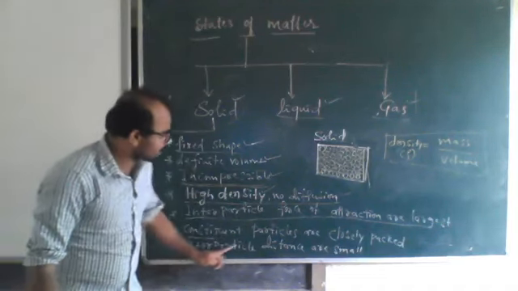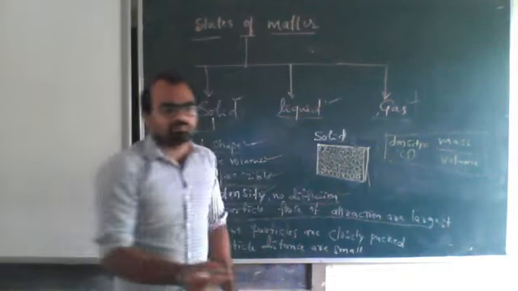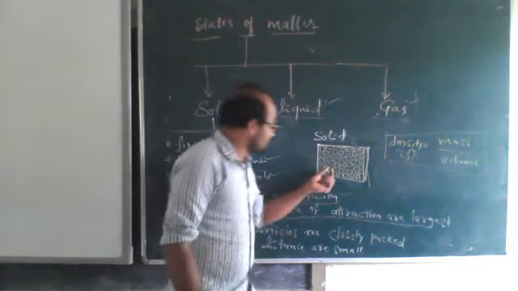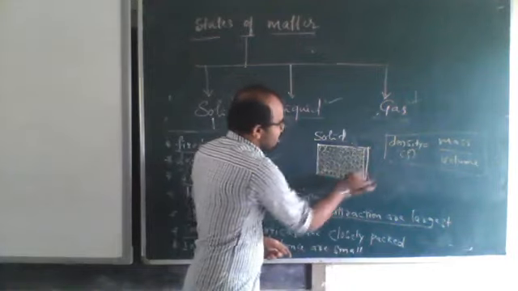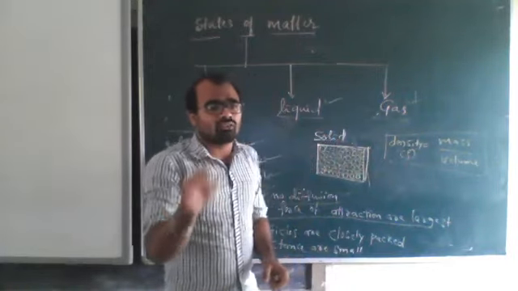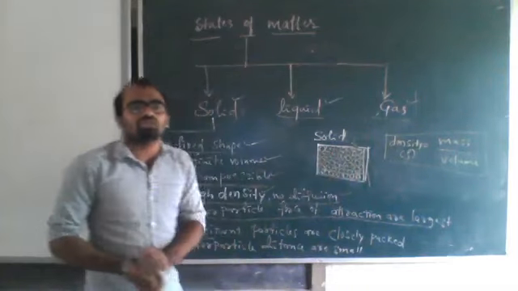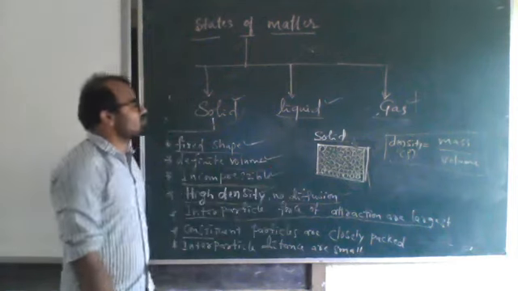So interparticle distances are small. Interparticle distance means between two particles there is some distance. That distance is very small in solids. You can see here there is very little distance in the case of solids. That is, interparticle distances are very much less. So this is regarding the properties of solids.